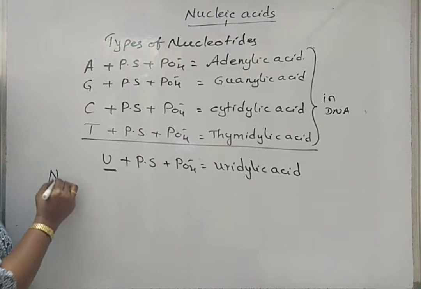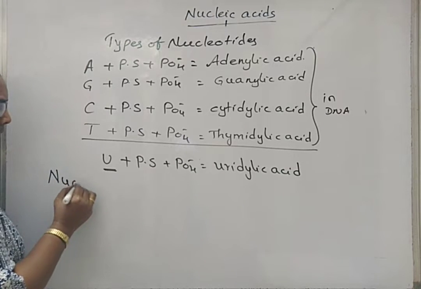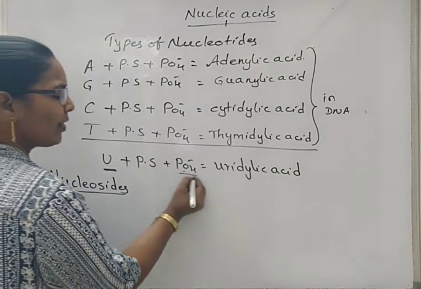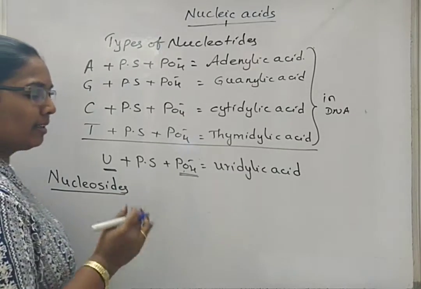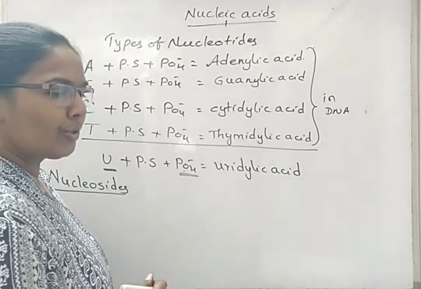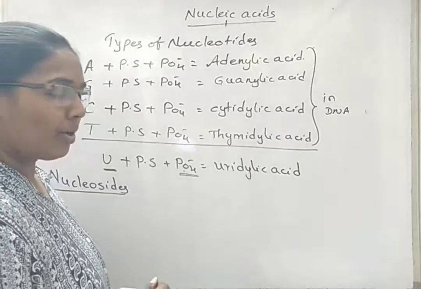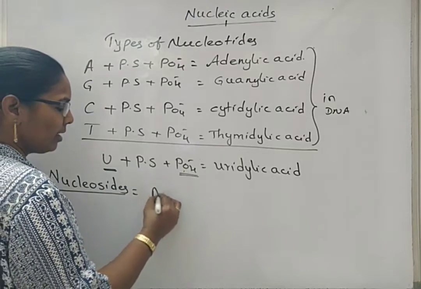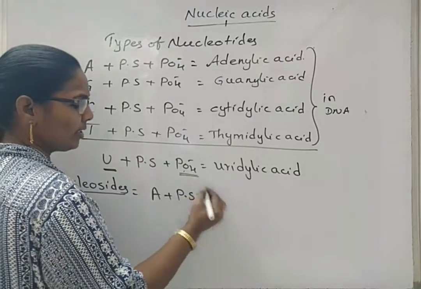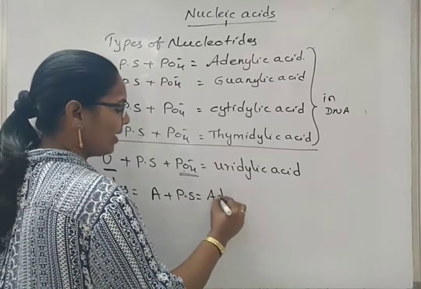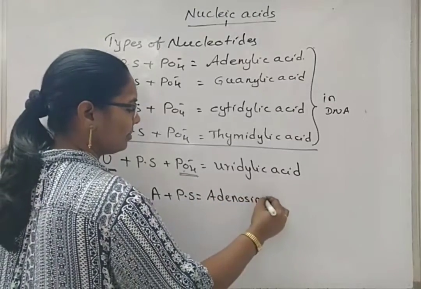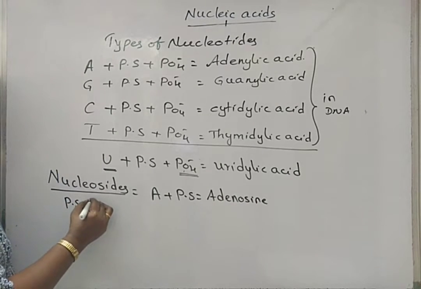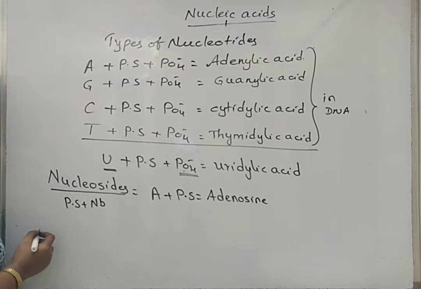Then what about another term, that is nucleosides? Means if we remove the phosphate molecule from a nucleotide, then that combination of pentose sugar and a nitrogen base is called as nucleoside. So adenine plus pentose sugar is called as adenosine. So here we can write pentose sugar plus nitrogen base.